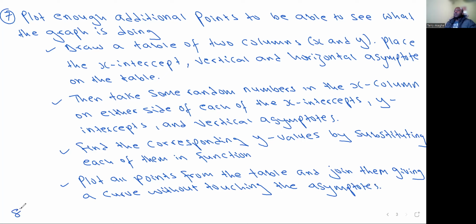Then when you're done with that, step 8, you sketch the graph. Good. Oh, it's a long 8 steps, right? But it's very simple. When you know what to do, it will take you very little time. Usually I write all the steps so that when we're solving, it will be easier for you to understand. Is that okay? All right.